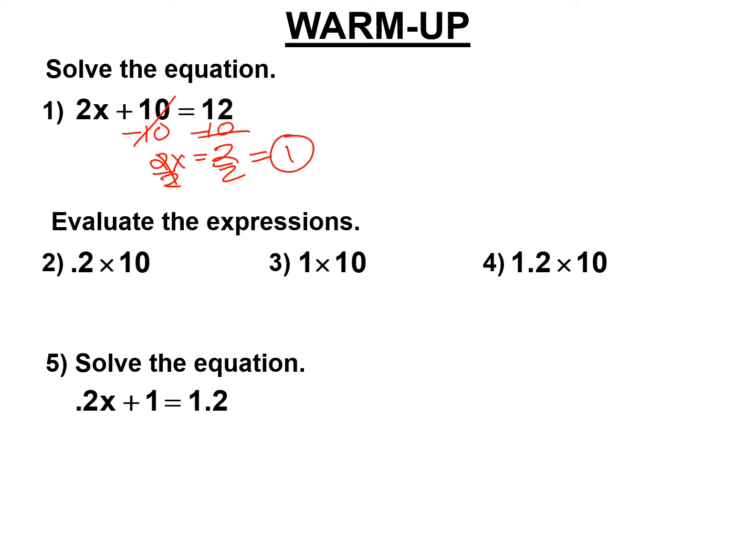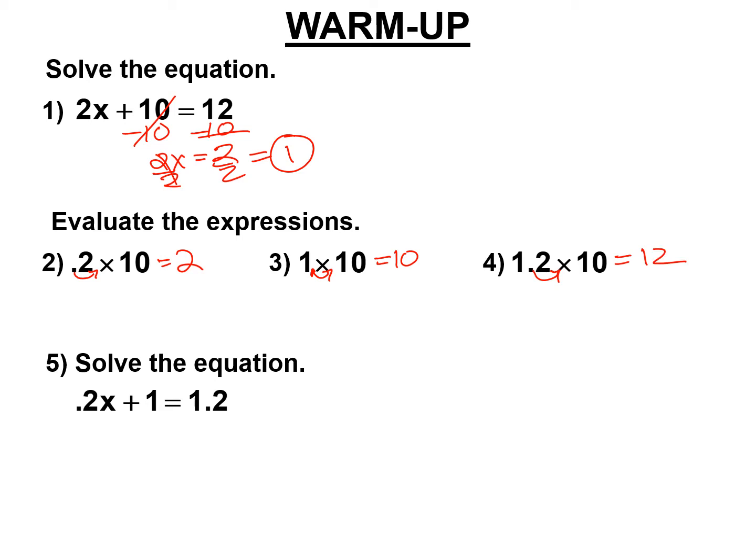All right, so 0.2 times 10. Now, we learned earlier in the year that when you multiply by 10, you just move the decimal point over there. So 0.2 times 10 is 2. 1 times 10 is 10, all right? And 1.2 times 10, we move the decimal point because we're multiplying by 10, and it becomes 12.